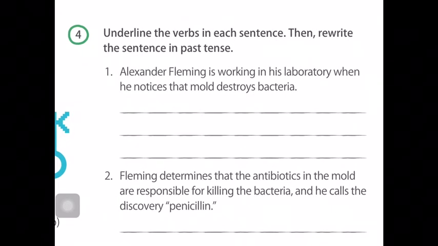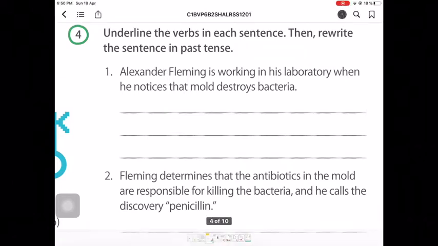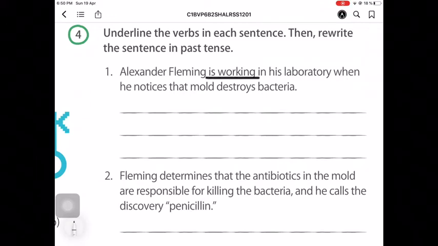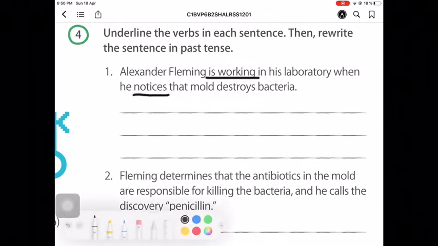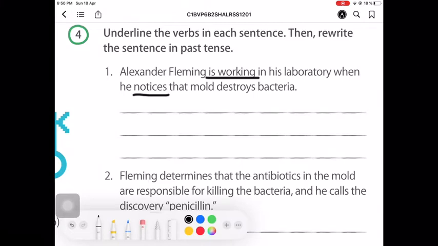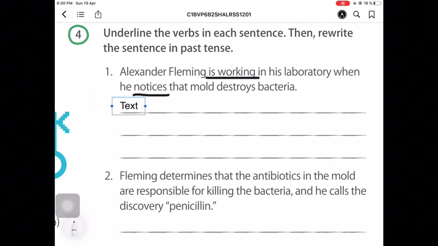For example, Alexander Fleming is working in his laboratory when he notices that mold destroys bacteria. We have to underline the verbs. What are the verbs here? Alexander Fleming is working, this is present, in his laboratory when he notices, this is the verb, notice, that mold destroys bacteria. Now, I have to make the sentence in past. I have to write it in past. Okay? How is it? Very simple.